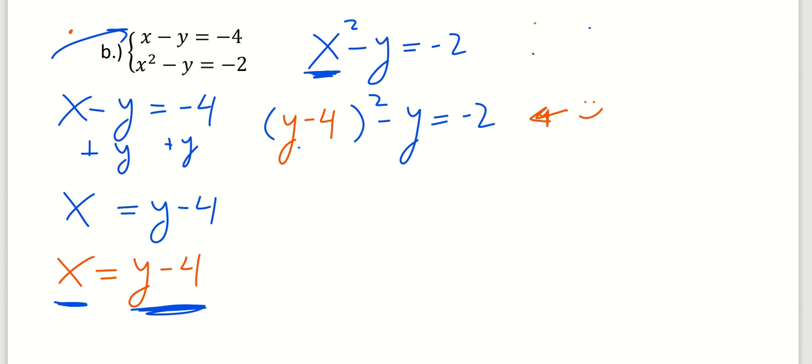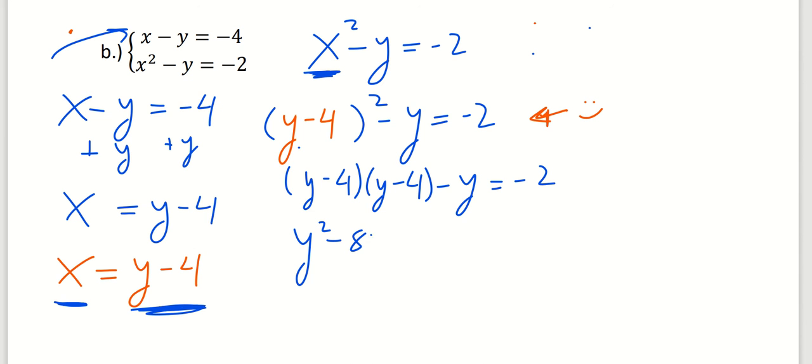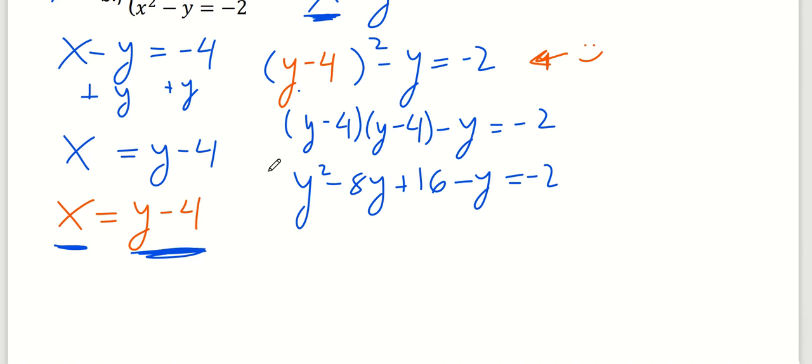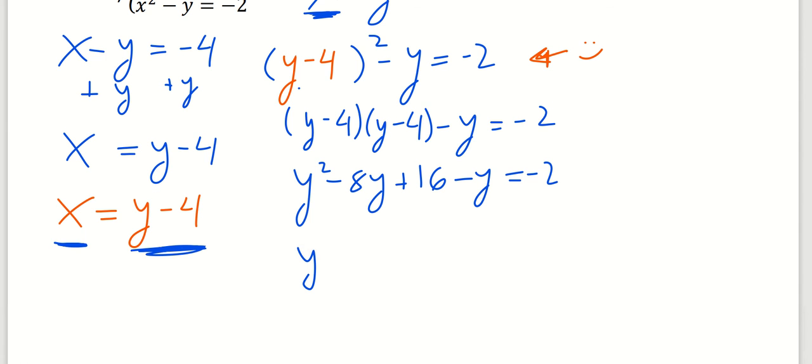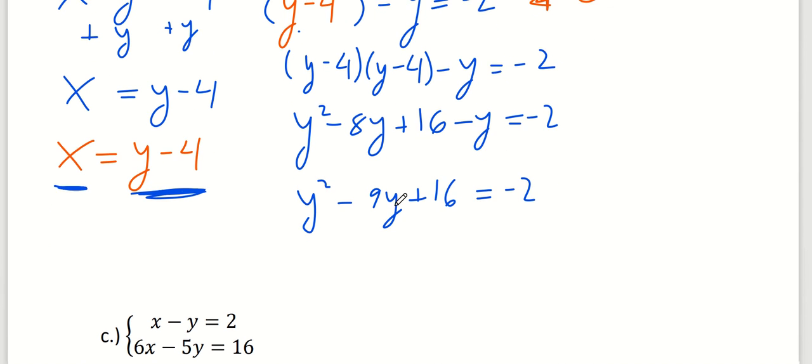Notice that we have a square here, so we want to get rid of that parenthesis by distributing. If I do the distribution property, or FOIL as some of you call it, that's going to be y squared minus 8y plus 16 minus y equals negative 2. Can combine some like terms here. Negative 8y minus y is negative 9y plus 16 equals negative 2.